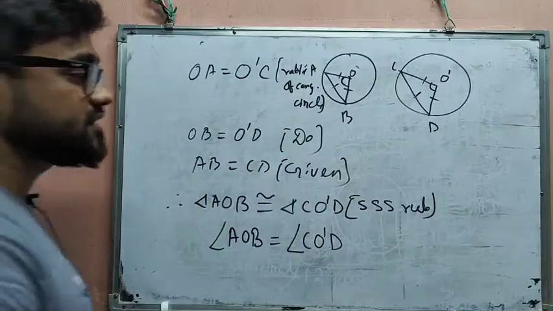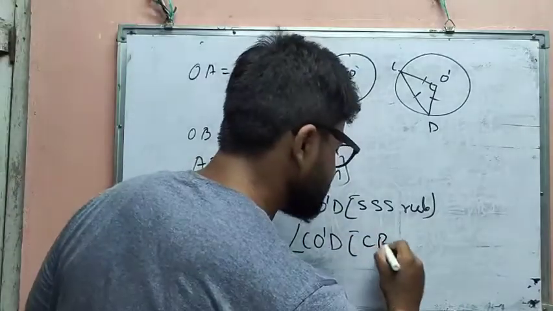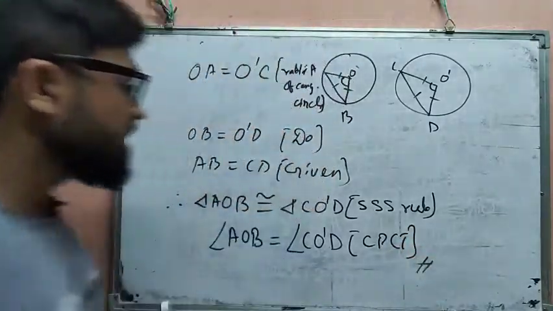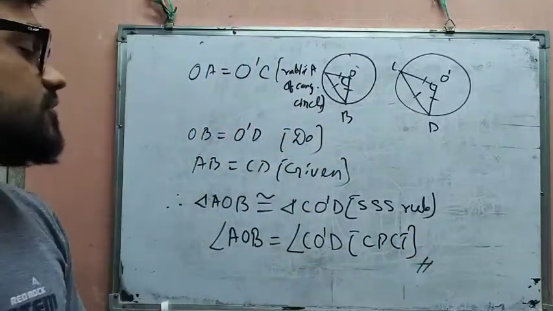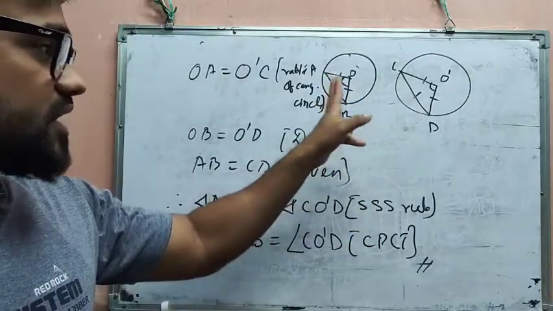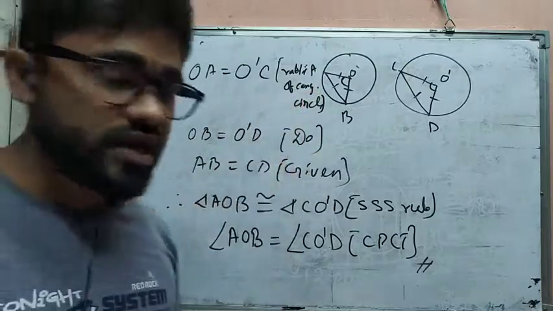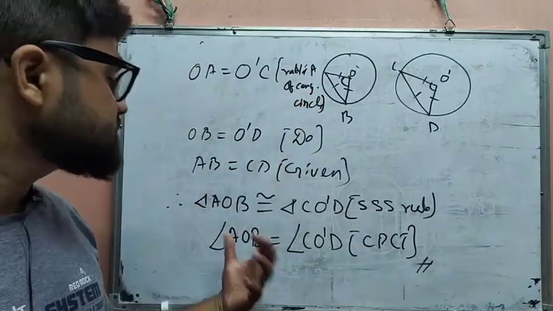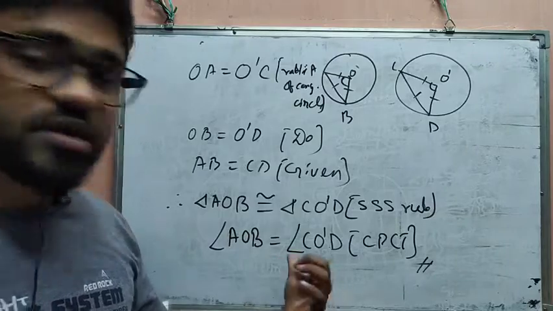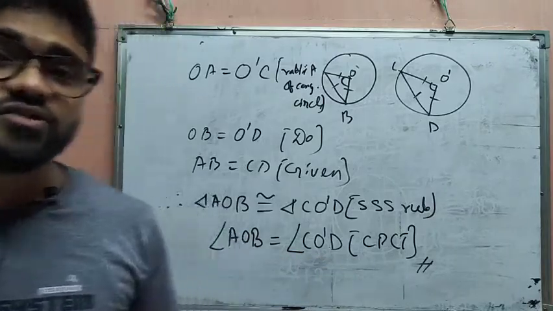You have learned about this in a previous chapter, so you have to write CPCT. And we are asked to prove this only, which is our proof. First we take the radii and show that these two triangles are congruent. As these two triangles are congruent, their corresponding parts will also be equal. So angle AOB equals angle CO dash D, which we were asked to prove.